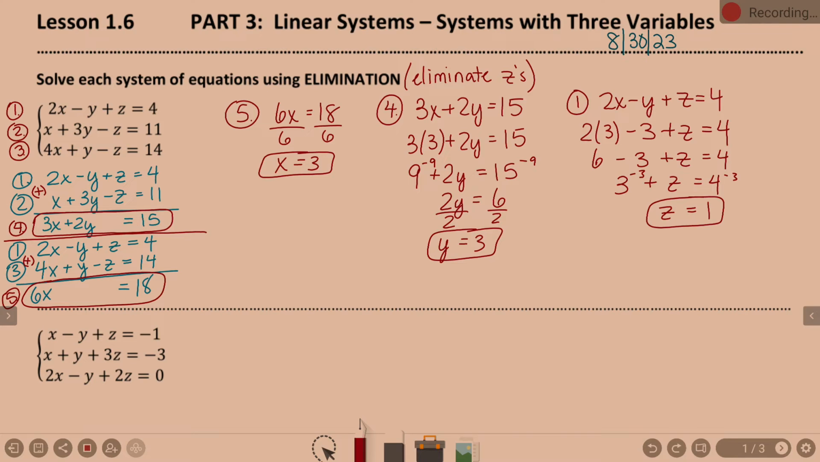Keep it even. How do you think, take a guess, how are we going to express our answer? Ordered triple. So normally we say ordered pair, which goes in the order x, y. Now it's an ordered triple, which is going to go in the order x, y, z. You got it. So 3, 3, 1.